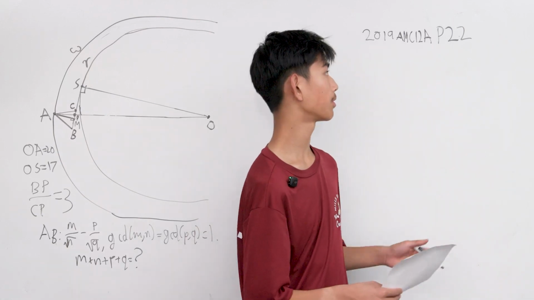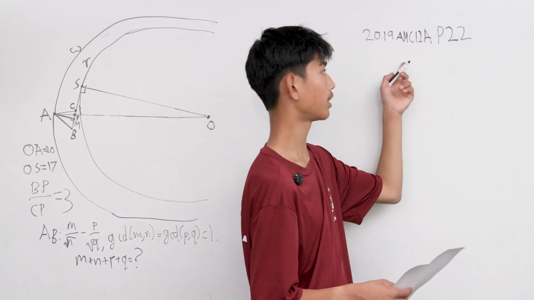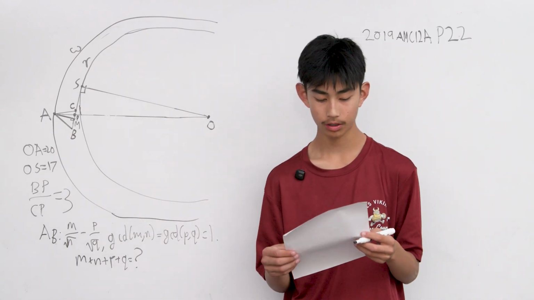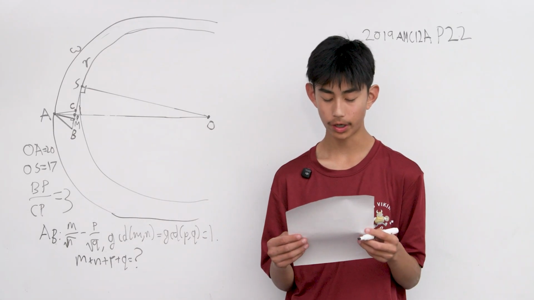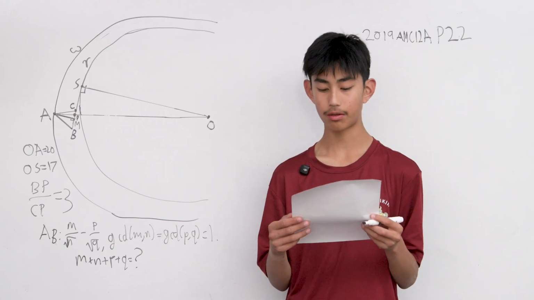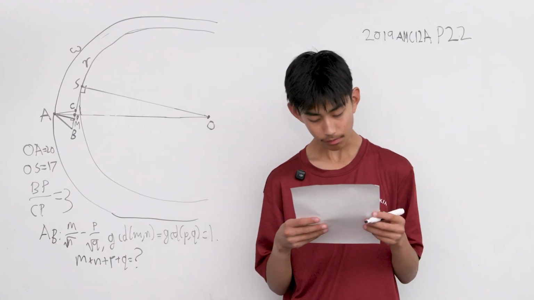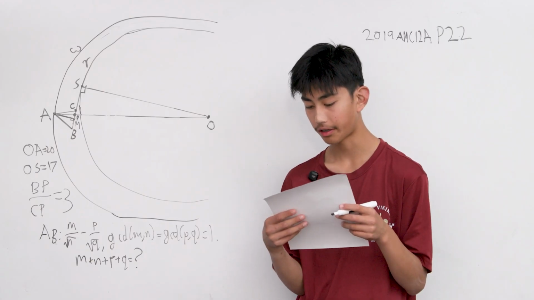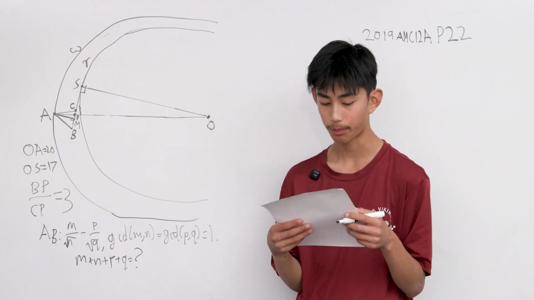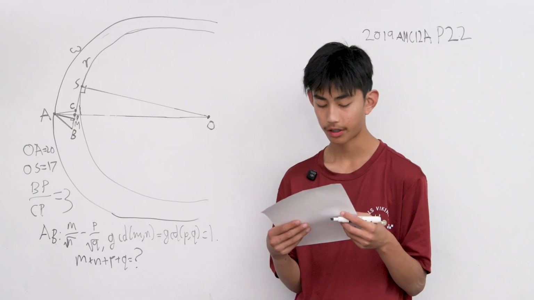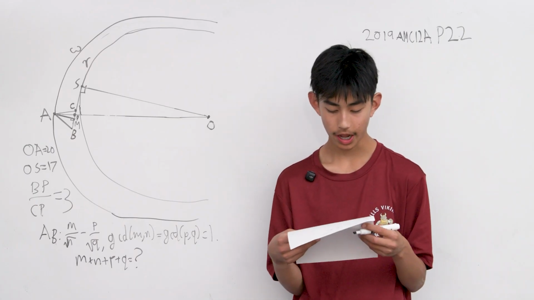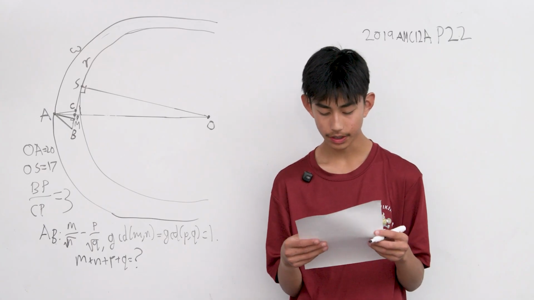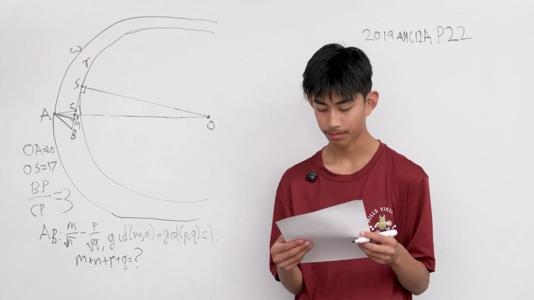We're solving problem 22 from the 2019 AMC 12A. Circles omega and gamma, both centered at O, have radii 20 and 17 respectively. Equilateral triangle ABC, whose interior lies in the interior of omega but in the exterior of gamma, has vertex A on omega, and the line containing side BC is tangent to gamma.